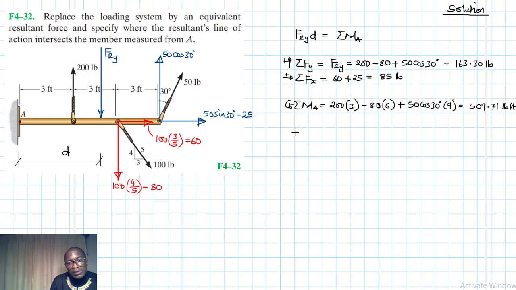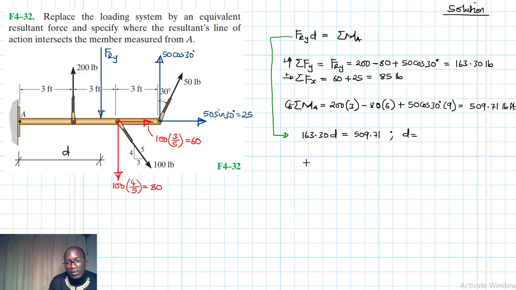Right. So let's find what FRy times d is. Using this equation here, which we're just going to show using the arrow instead of writing it down, we'll say FRy, which is 163.30, times d is equal to the summation of moments about point A, which is 509.71.